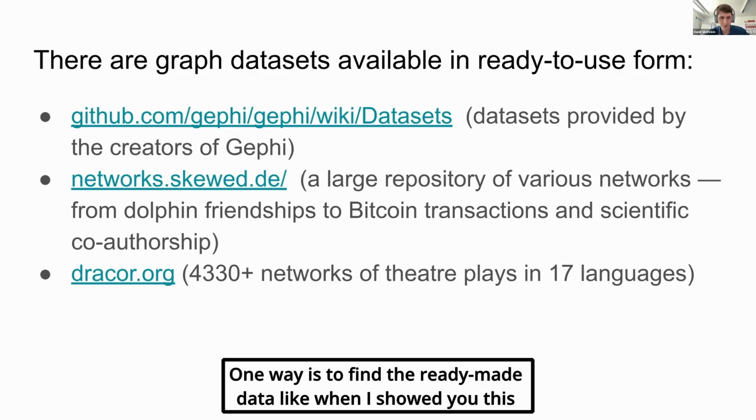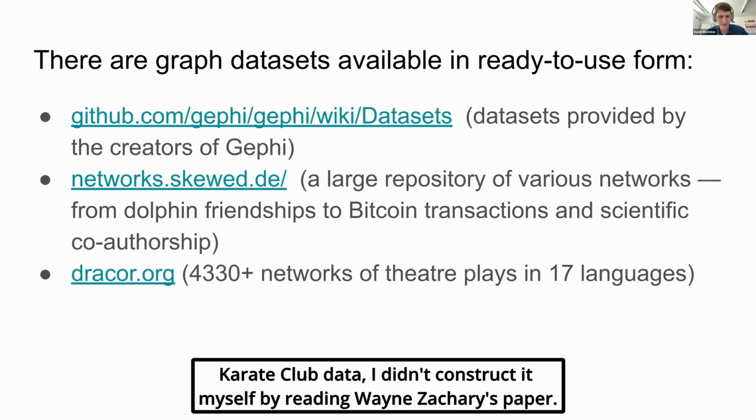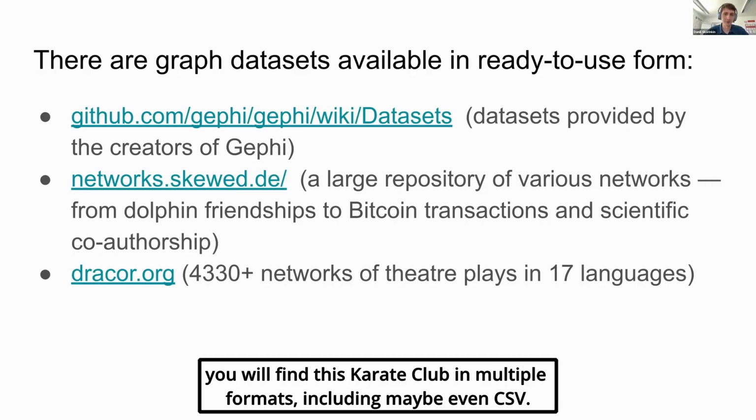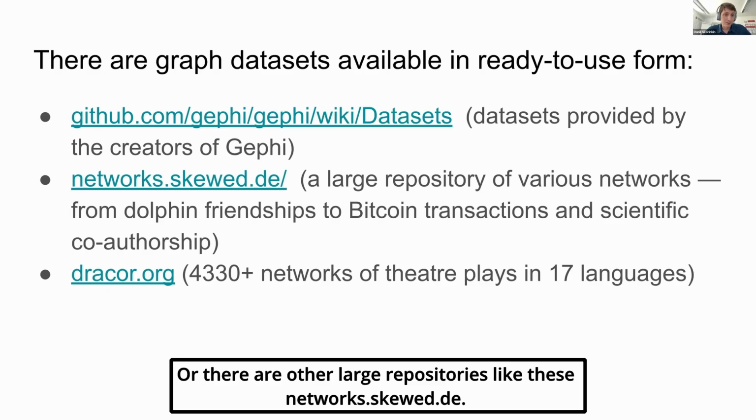Like when I showed you this Karate Club data, I didn't construct it myself from Wayne Zachary's paper. I just took it from the website of Gephi, which contains this data. If you go to this dataset storage by Gephi, you will find this karate club in multiple formats, including maybe even CSV. Or there are other large repositories like networks.qt.de.